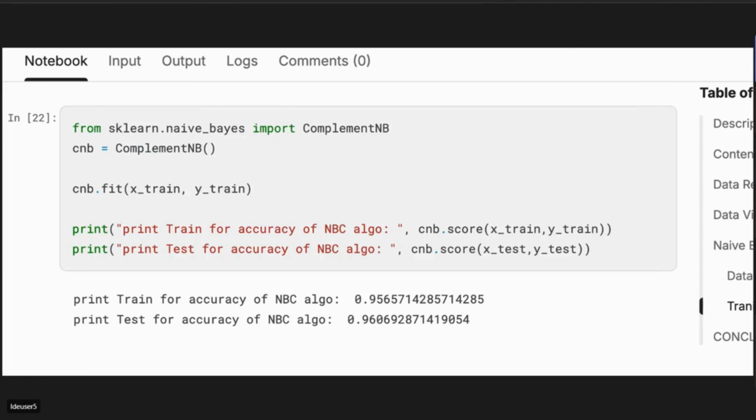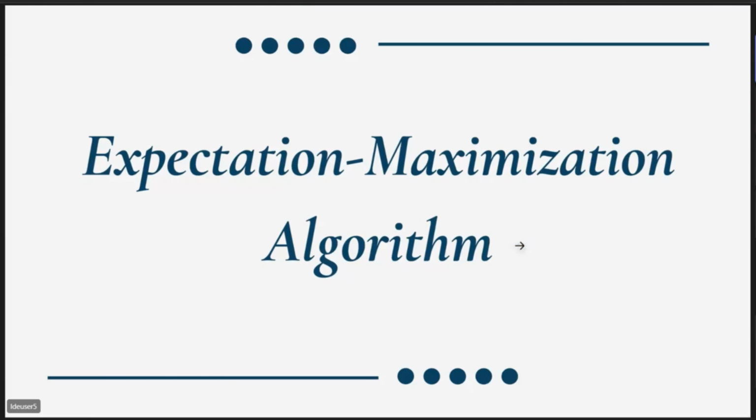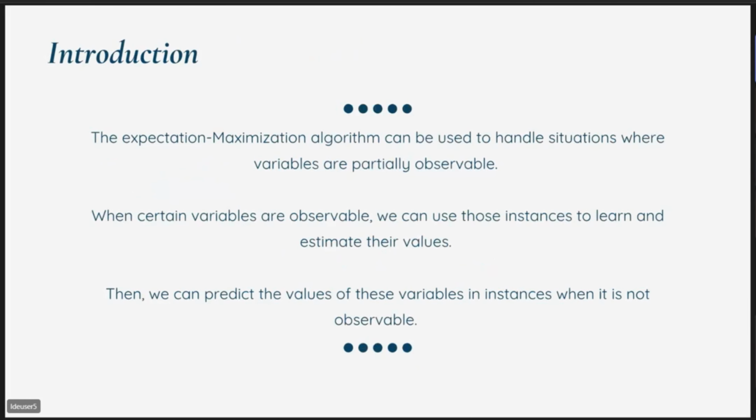Okay, so next we will go to another type of probabilistic model, the expectation maximization algorithm. This algorithm is used primarily when variables are partially observable, meaning some values you are able to estimate and some values you are not able to make any sort of estimate. That's what you mean by partially observable.